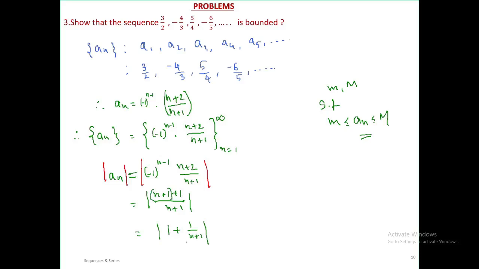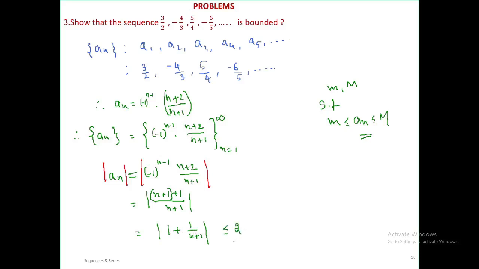Now look at what n is. N is the index which is from 1 to infinity. Look at only the term 1 by n plus 1. If you substitute n is 1, you will get 1 by 2. N is 2, 1 by 3. N is 3, 1 by 4, 1 by 5, 1 by 6. Then what is the last term? For large n, you will get 0. So therefore this quantity is not more than 1, and obviously the entire 1 plus 1 over n plus 1 is less than or equal to 2.